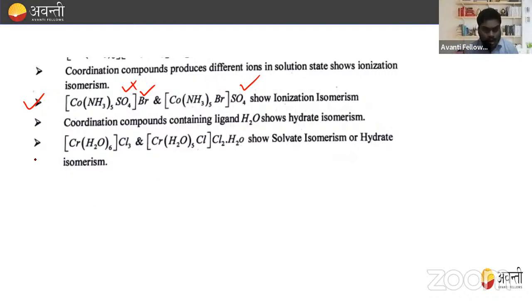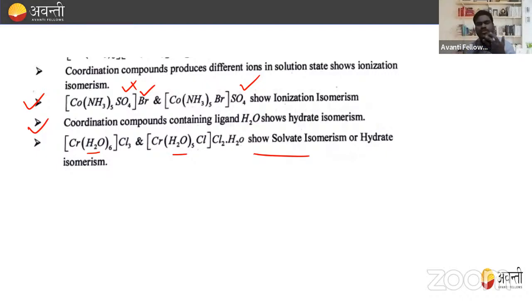Okay. On a similar basis, the coordination compound containing ligand H2O shows hydrate isomerism. For example, in one there are 6 H2O, in the other 5 H2O, with 1 H2O outside the square bracket. So they are called solvate isomerism, or we say hydrate isomerism. So in total there are 4 types, if I'm talking about structural isomerism.